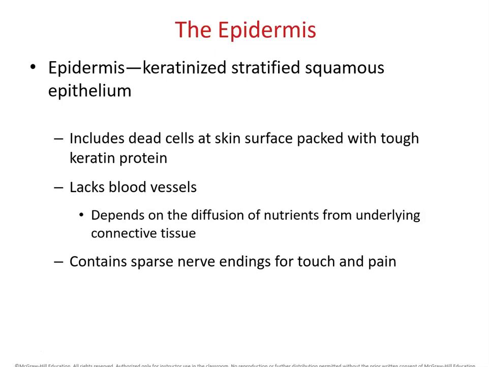Okay, so we're going to start with the outermost surface and then work our way to the deeper levels of the skin tissue. So starting with the epidermis, it is made of keratinized, stratified squamous epithelium. If you don't remember what those words mean, you probably need to take a look back at some of the videos in Chapter 5 and review those terms. Okay, so your epidermis, in addition to a thin layer of living cells, also includes the dead cells on the skin surface that are packed and held there temporarily with the keratin protein.